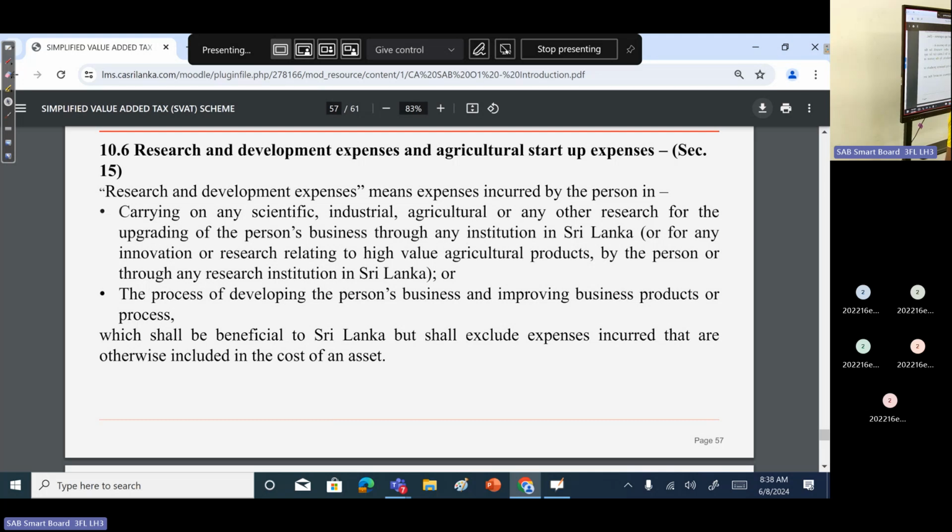Even some universities do some research, right? You know that in the case of universities and all those things, they don't have any funds. So therefore, somebody can join with them and get their services to develop their business or their product. So then that particular expenditure is allowed under this section. So research and development expenses: this type of scientific, industrial, agricultural, any other research for the upgrading of the person's business through any institution in Sri Lanka, or for any innovation or research related to high value agricultural produce by the person or through any research institution in Sri Lanka, right?